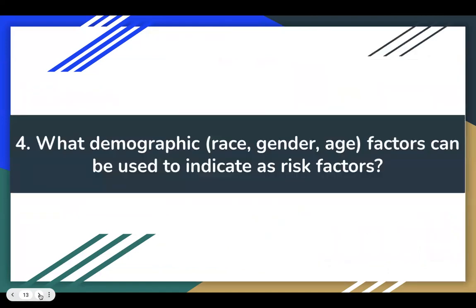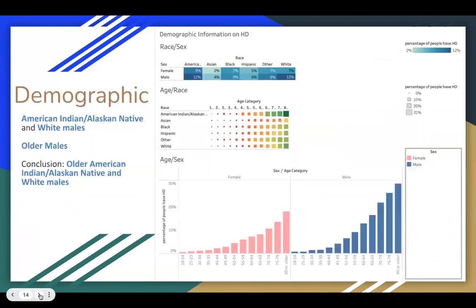The question 4 is what demographic factors, like race, gender, and age, can be used to indicate risk factors. Next, please. We can see from the graph, the colors are indicated by the legends.